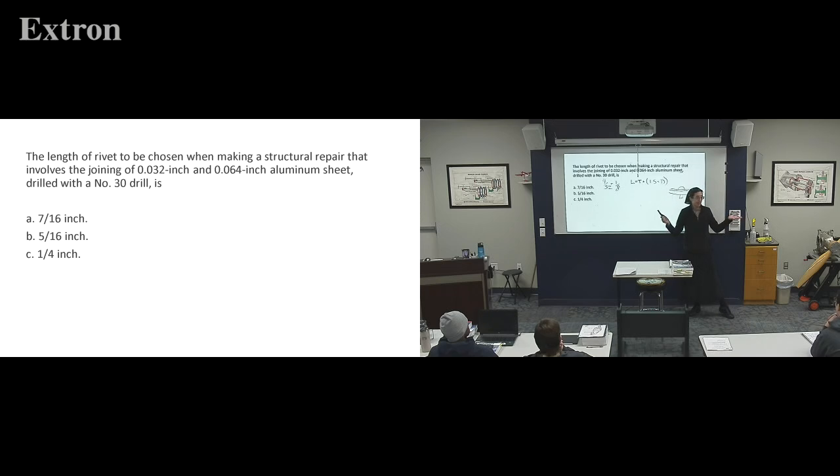I mean, you've been doing it, hopefully you're not just guessing. Been doing it over and over on your riveting project. But again, one to keep in mind for your written exam. Length of rivet equals total thickness or total grip, plus 1.5 times diameter. Any questions on that?